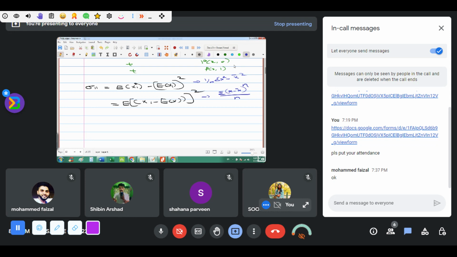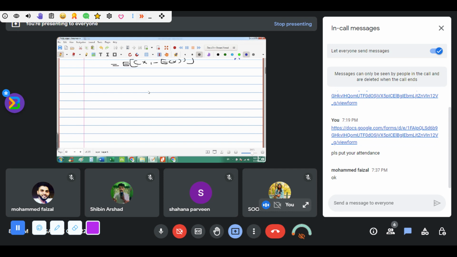Two formulas are there, therefore two types of probability formula are also there. This is the first concept and this is the second concept. The x bar notation you already know: x bar is summation of x divided by n. Divided by n means expected values are involved.